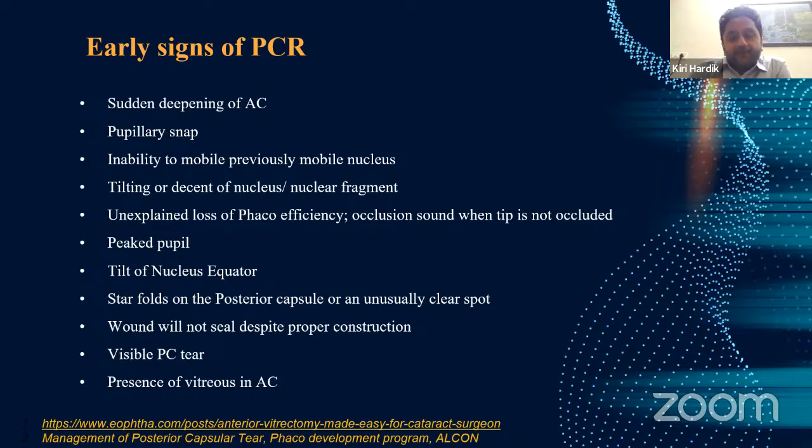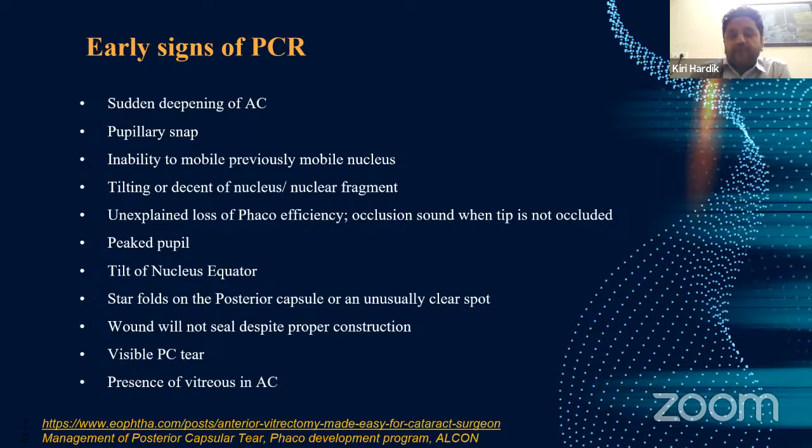These are some of the signs which indicate there is a posterior capsular rupture, like a sudden deepening of the anterior chamber, a pupillary snap. Some of the signs we will discuss in the videos also, but here I have listed them. Or previously there was a mobile nucleus and now it's not mobile: you were able to remove some quadrants of the nucleus, but now you are not able to shift those nucleus parts, or even emulsify them, because the vitreous fibers have come into the AC and are blocking your phaco-tip.